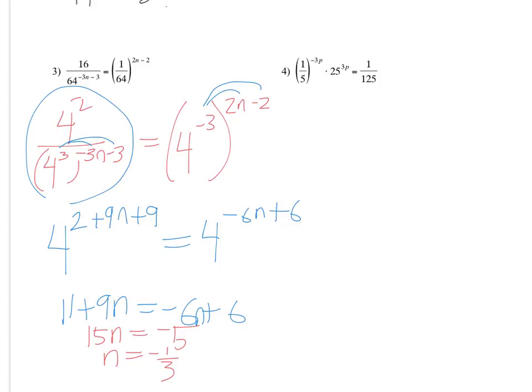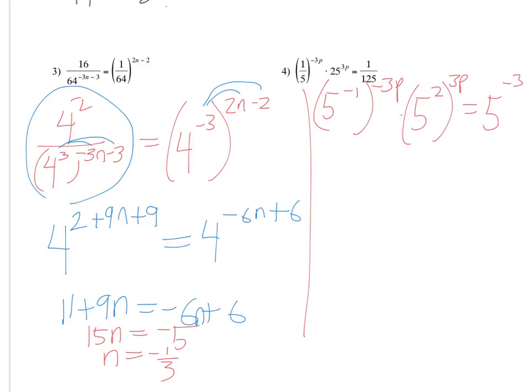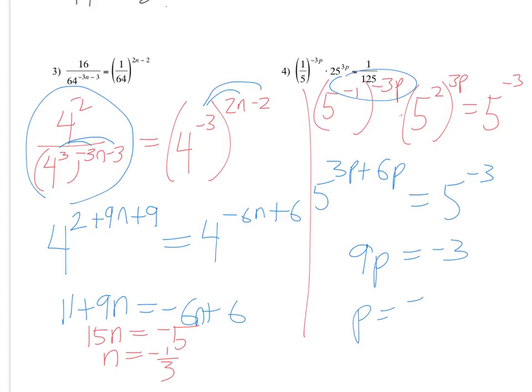Similarly, I could look at problem 4, and that looks like everything's going to be in base 5. So we get 5 to the negative 1 to the negative 3p times 5 squared to the 3p is equal to 5 to the negative 3. Okay, I'm going to do some exponent rule work here. So we get 3p, and then multiplying means plus. 2 times 3p is going to be 6p, and that's 5 to the negative 3. So that means that 9p is equal to negative 3, and p is equal to negative 1 over 3.